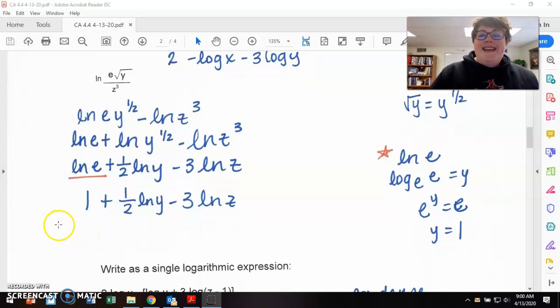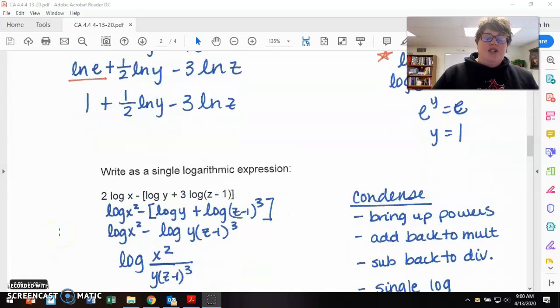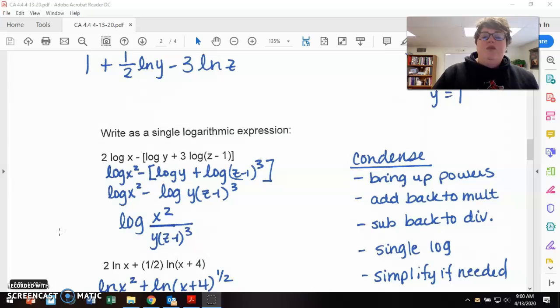Now, if we condense, that means we are going back, we're going the other direction. So first of all, you want to bring up your powers, if you have them. You want to take addition back to multiplication. You want to take subtraction back to division. Rewrite it as a single log. So log and then whatever you have, and then simplify as needed.